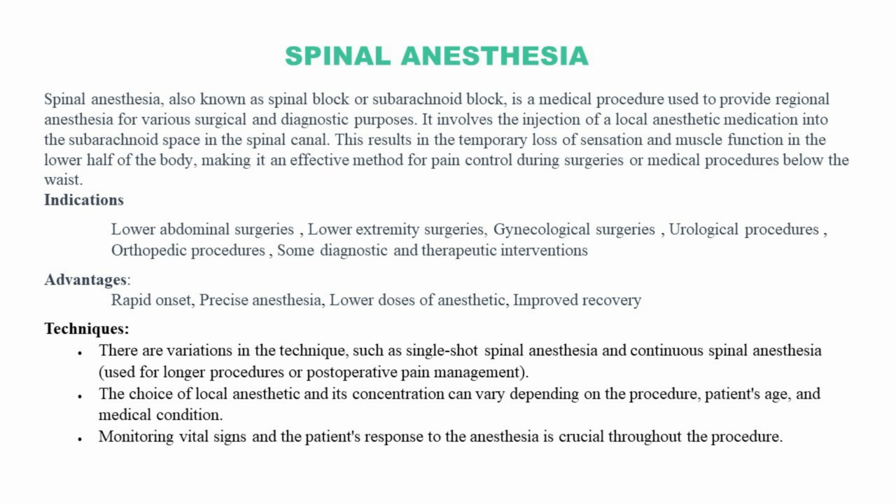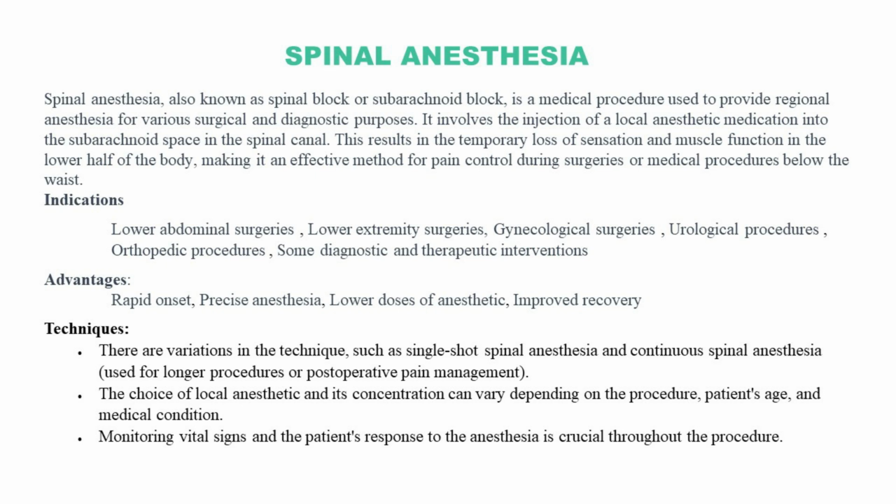A thin, hollow needle is inserted through the numbed area into the subarachnoid space, which contains cerebrospinal fluid, CSF, and surrounds the spinal cord. A small amount of local anesthetic, such as lidocaine or bupivacaine, is injected into the subarachnoid space. The needle is then removed, and the patient is positioned properly to allow for the even spread of the medication within the CSF.